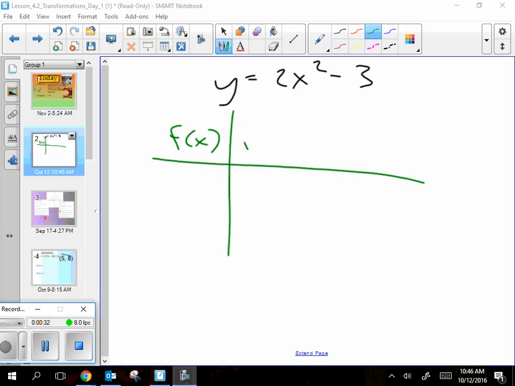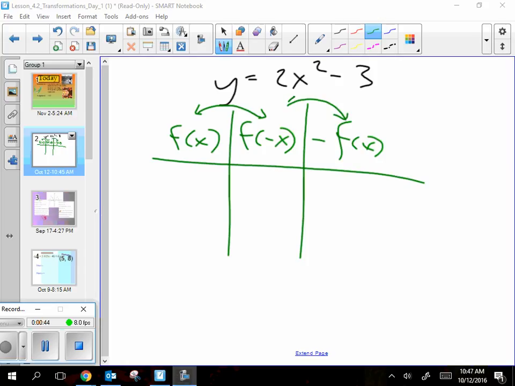f of negative x comes next, and what's the last category? Negative f of x. Good. And if these two are equal, then the thing is what? Even. If these two are equal, the thing is odd. What if these two are equal? That doesn't mean anything if they're equal.